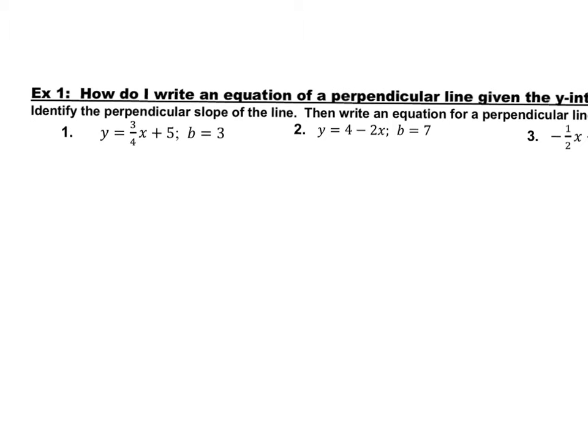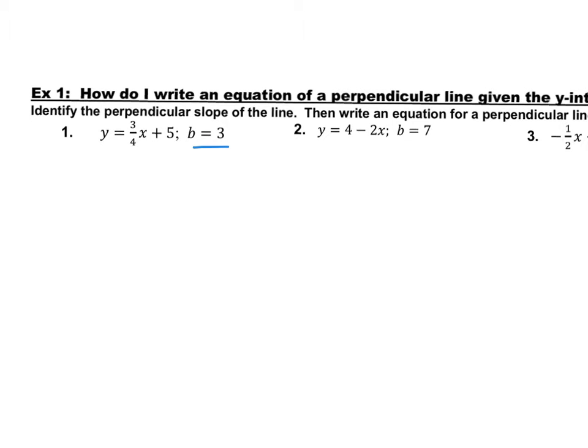All right, example 1. How do I write an equation of a perpendicular line given the y-intercept? So we have this original line, which was 3/4 x plus 5. And we want to write an equation of a line that's going to be perpendicular to that line, but it's going to have a y-intercept of 3.